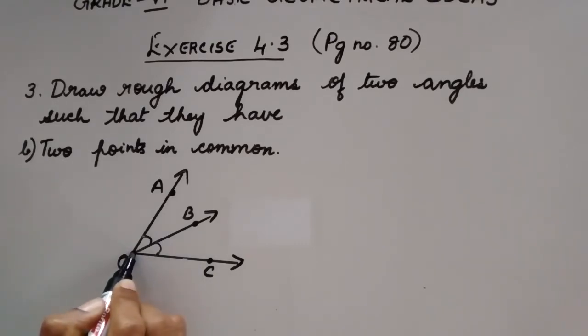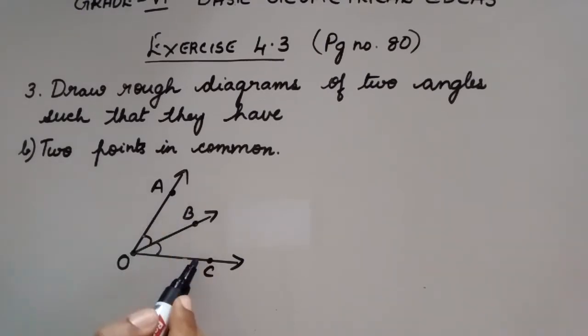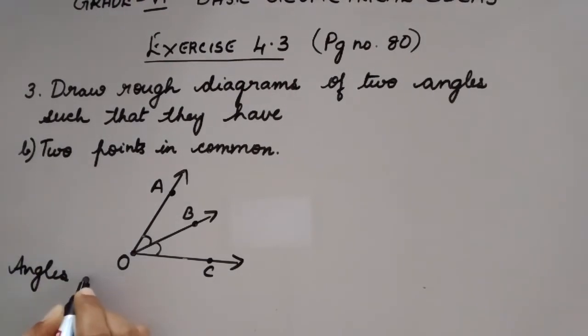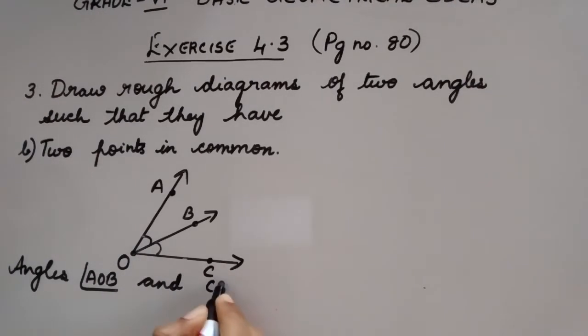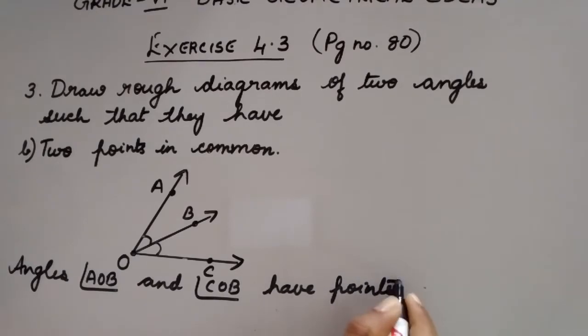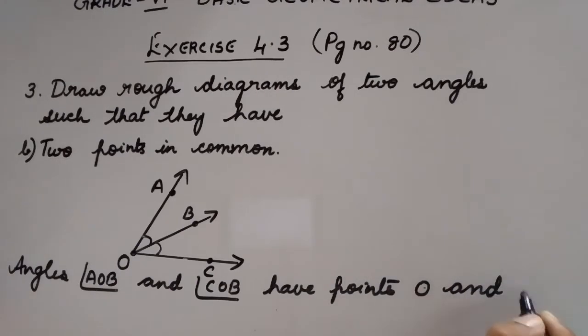you find O. So this O is shared by both these angles. So one point is O and the other point is B, and B is also shared by both the angles. So here angles AOB and angle COB have points O and B as common.